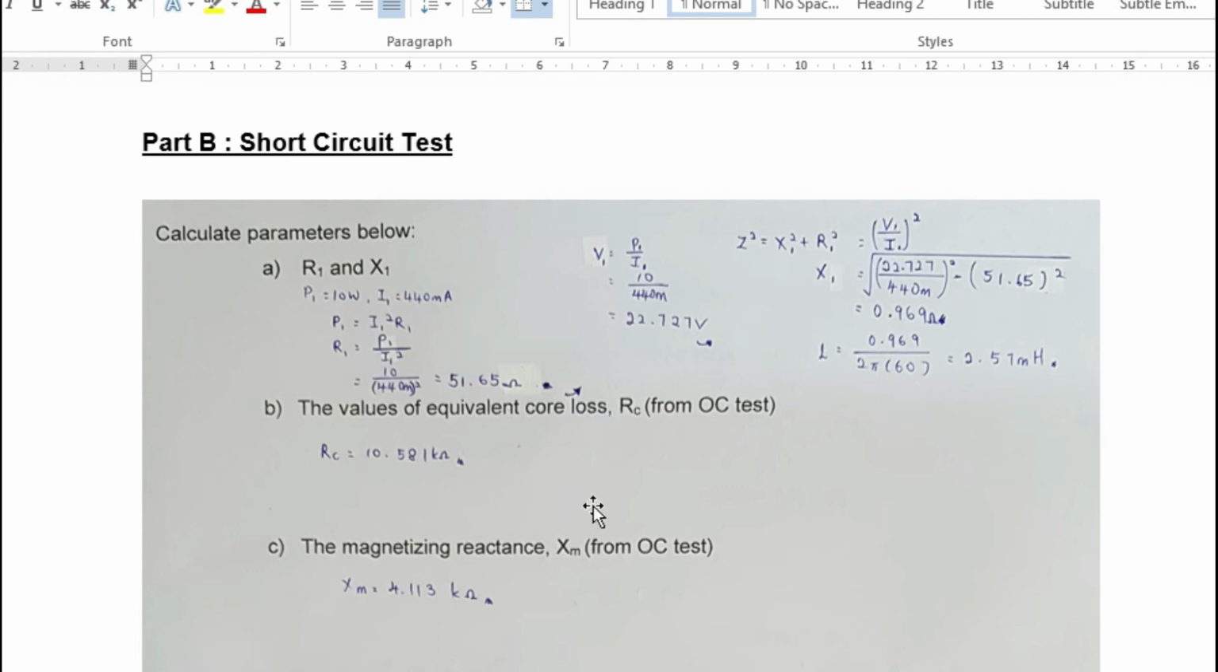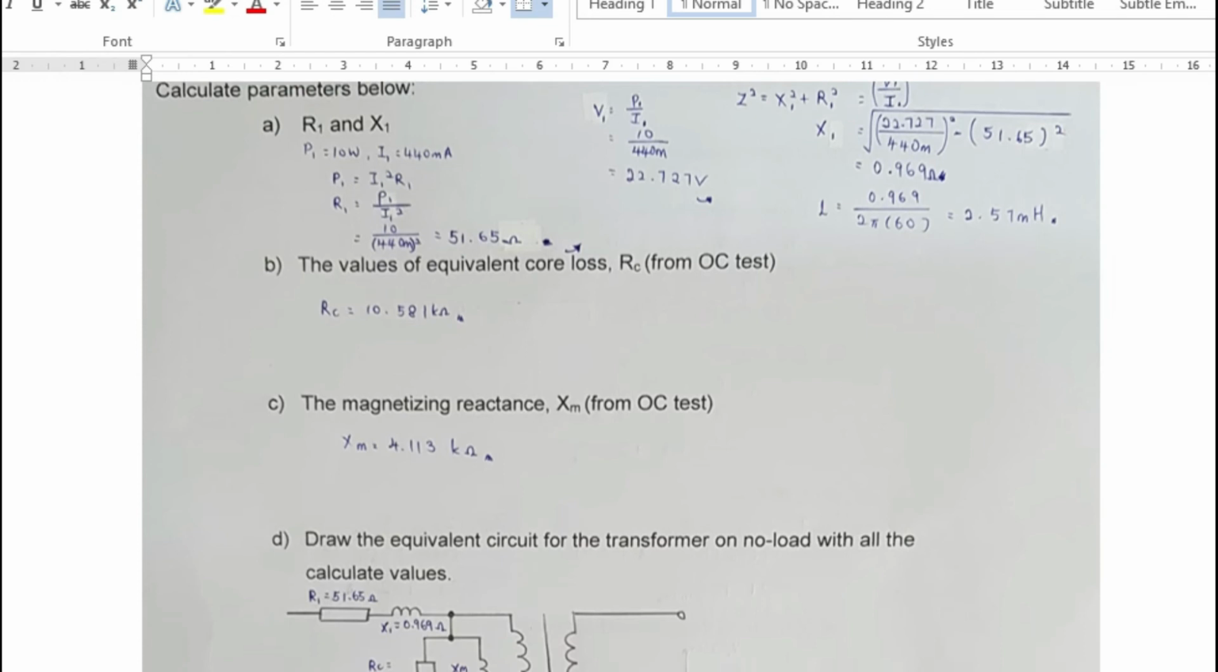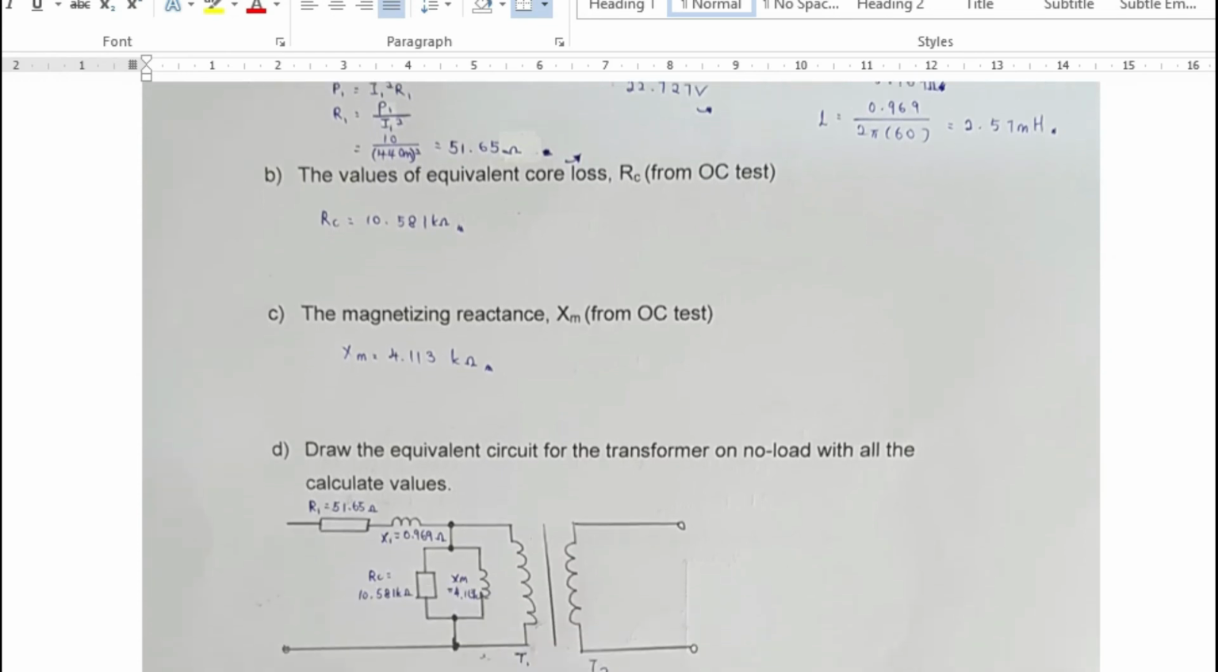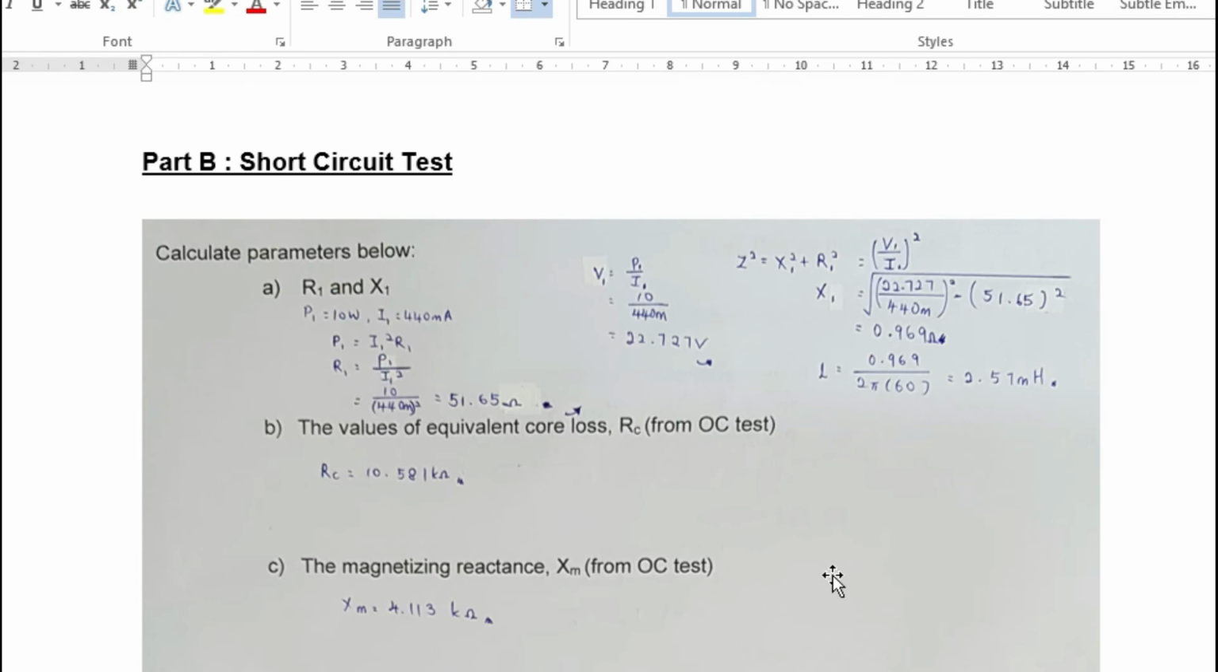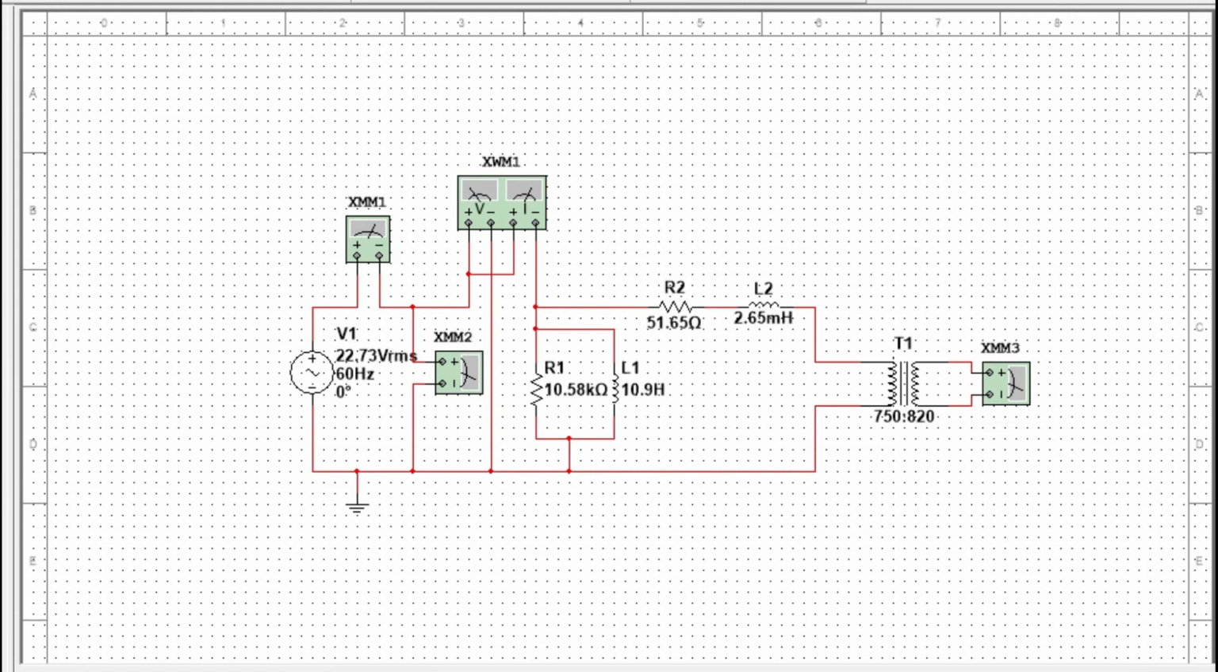Henry. And for the equivalent core loss RC that we already calculated, which is 10.581 kilo ohms, and XM, 4.113 kilo ohms, we draw the equivalent circuit for the transformer with all the calculated values. And then we are going to look at the simulation for the measurement result.